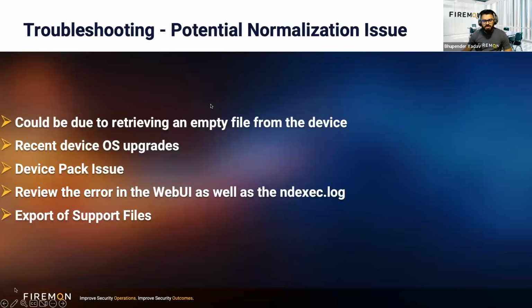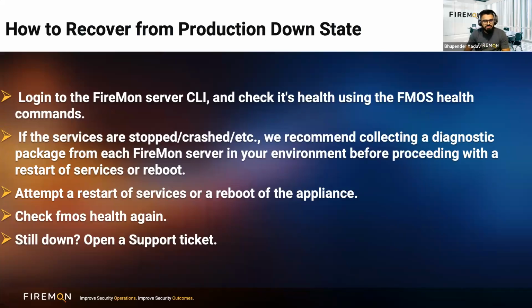All right, so this was about 2 potential issues, retrieval and normalization related. And I will pass it on to Brian now for the next topic, production downstate.